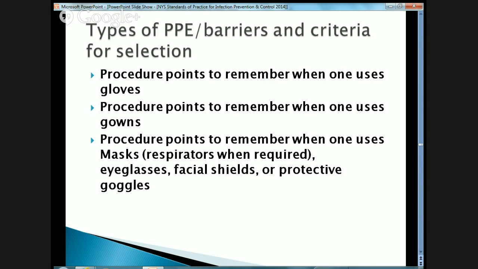Procedure points to remember when one uses gloves. When you use gloves, what do you have to do? Wash your hands, before and after. Gowns and gloves, same thing. Once you finish the whole taking off and everything, you should be washing your hands.